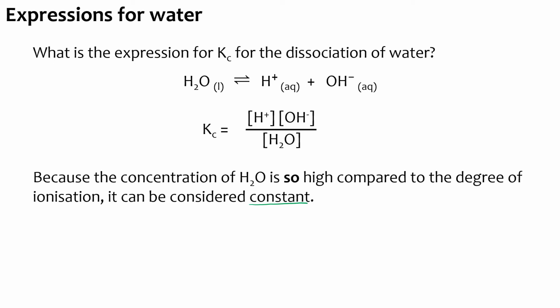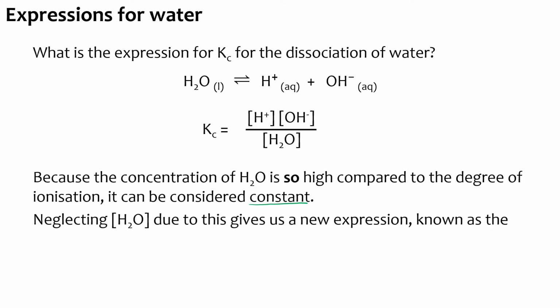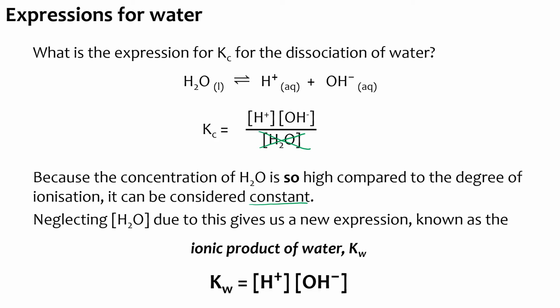Now, in science, in maths, if something is constant, we can neglect it. We can take it out of an expression. And this gives us a new expression. So neglecting the concentration of H2O gives us a new expression known as the ionic product of water, Kw. And if we cancel out the H2O in this expression, we get Kw is equal to the concentration of H+ times the concentration of OH-. And that is the expression for Kw.